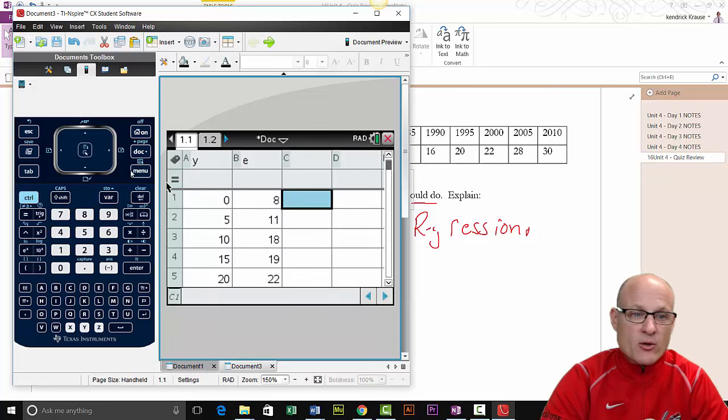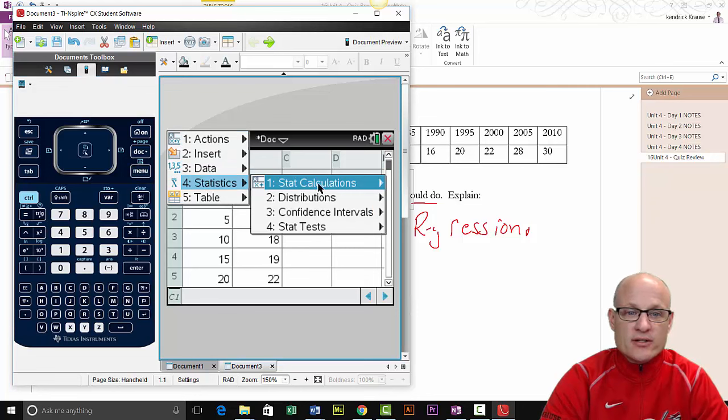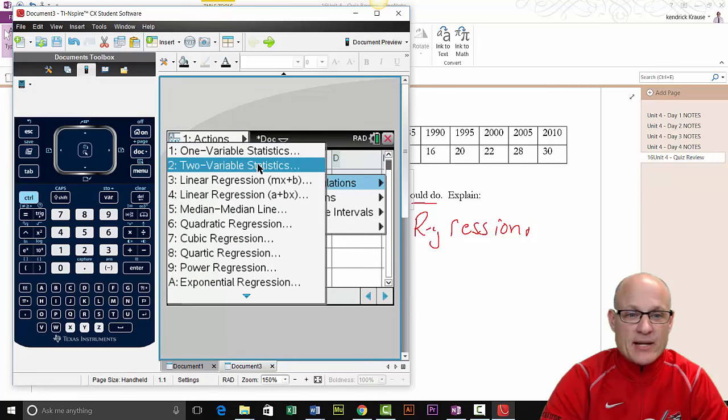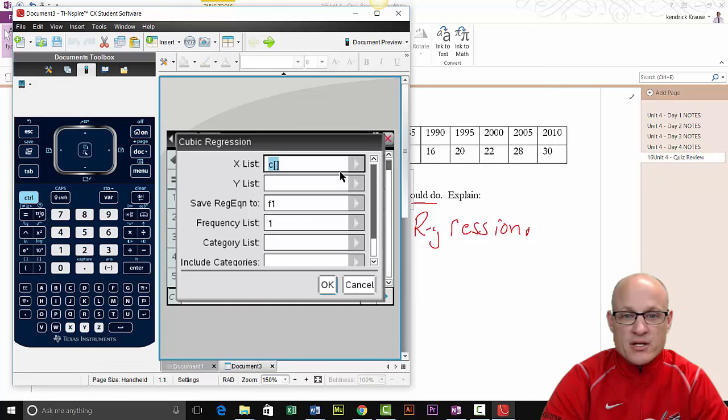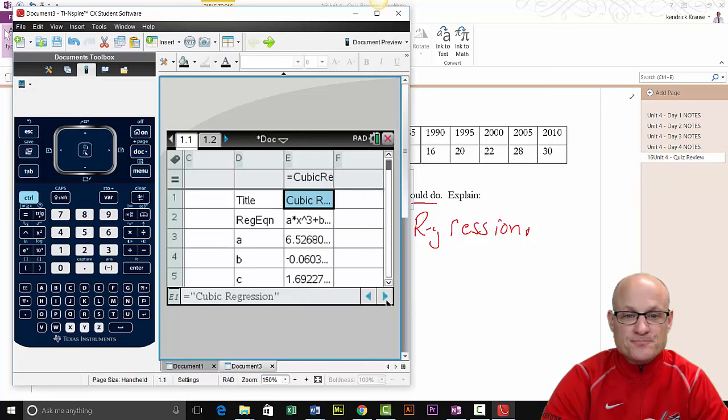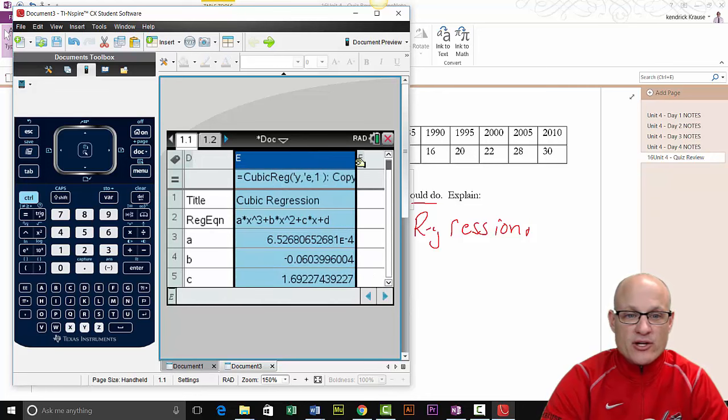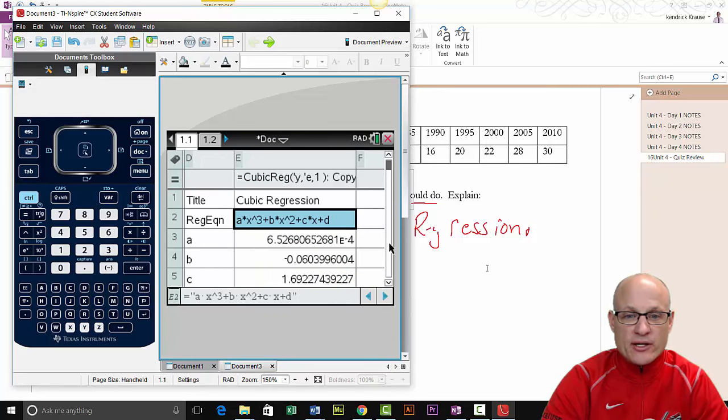I'm going to come over here and go Menu, Stats, Stat Calculations. I have to pick Cubic Regression, nothing else. Cubic Regression. The independent variable is year, and the number of employees is E. So I click on that. There it is. There's my equation in that form right there.